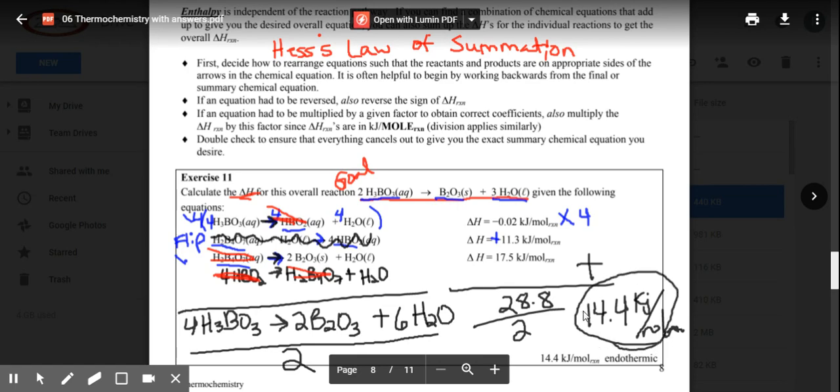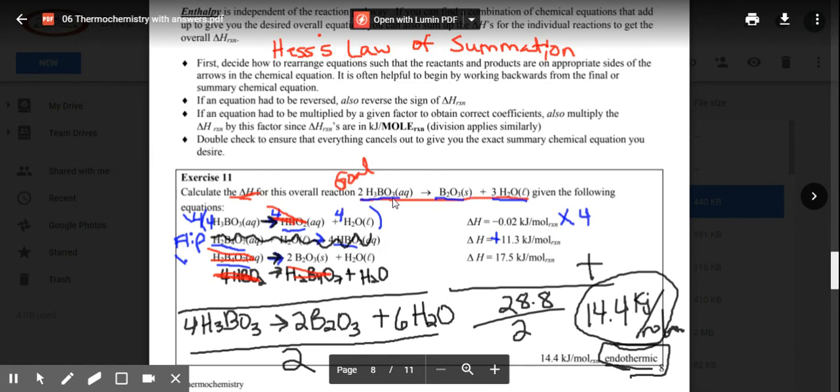Because it is a positive value, that means that it is an endothermic reaction. It is going to absorb energy there. So this approach is known as Hess's law of summation. Now, they do not ask this as often as Hess's law or the other things that we're going to talk about, but they do ask it every now and then.